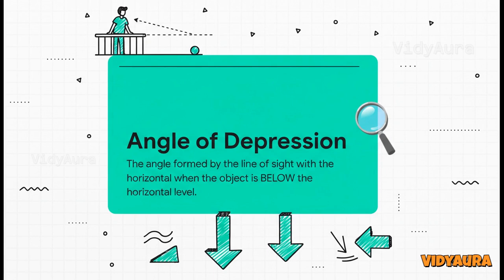All right, so if looking up is elevation, what do you think looking down is? Well, it's the angle of depression. Think about it. The word depress means to go down. So let's say you're standing on your balcony and you look down at a ball on the ground. The angle your line of sight makes with that flat horizontal line is the angle of depression.